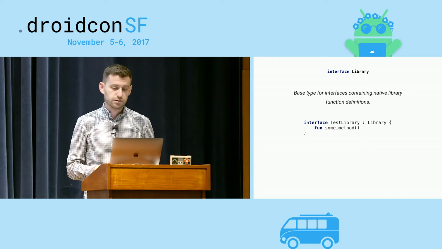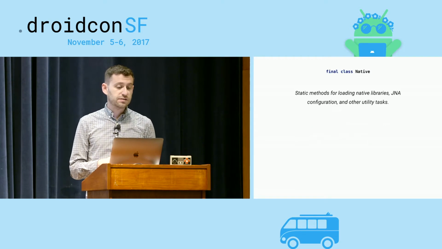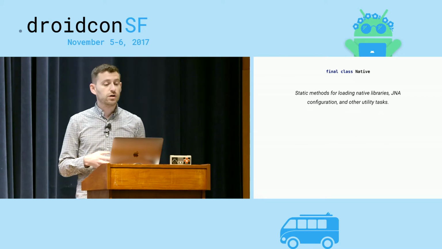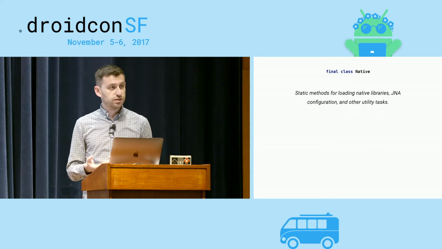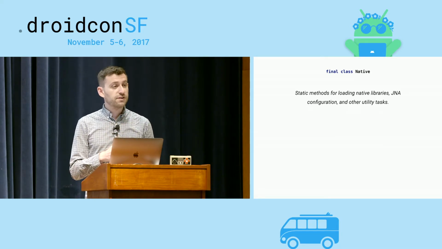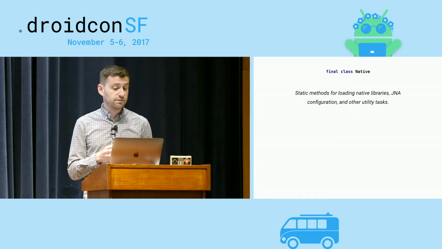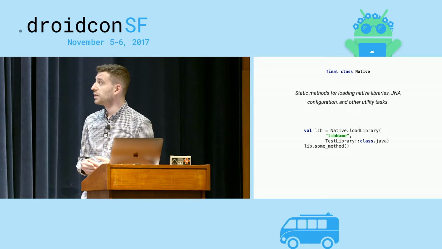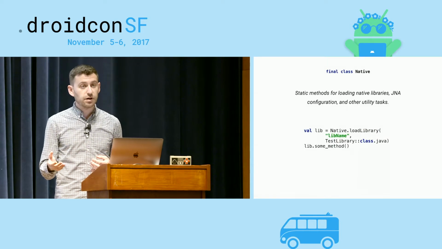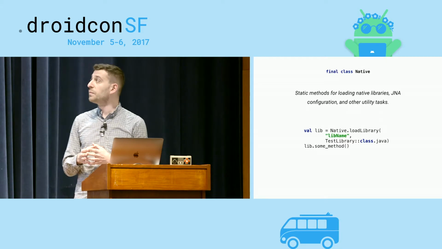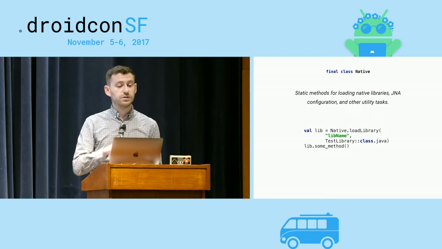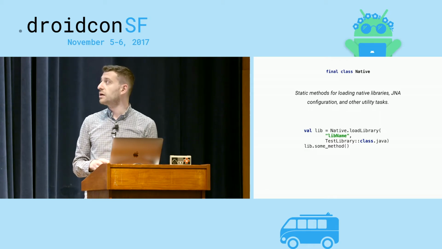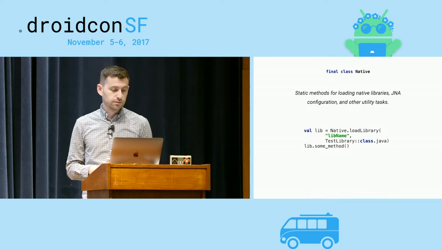native keyword for JNI in Java. The next class is called Native. And this has a bunch of static methods for loading native libraries, configuration, some other tasks. The primary function is loading native libraries. The way this is used is you call Native.loadLibrary, you pass in the name of your native library, and you pass in the class of the interface that we just created. This then returns an instance of that interface, which you can then call methods on.